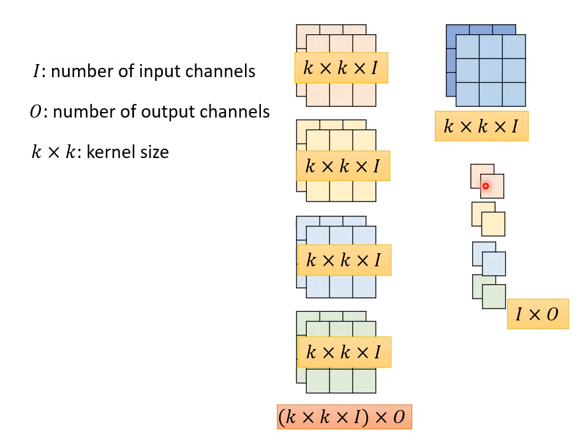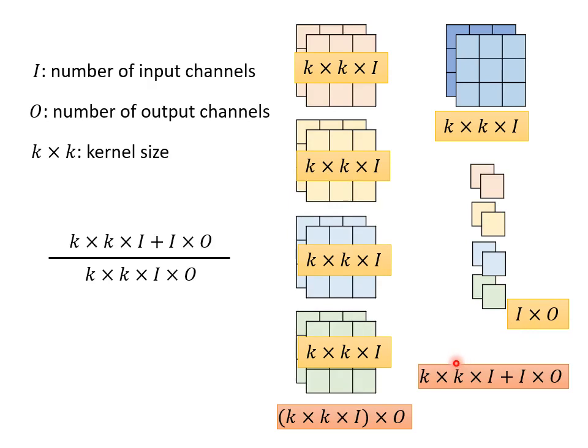On the other hand, pointwise convolution has I times O parameters. If the number of your input channels is I, the height of each 1 by 1 convolution will be I. Where did O come from? Suppose you want to output O channels. You will have O 1 by 1 convolutions. So pointwise convolution's total parameter count is I times O.